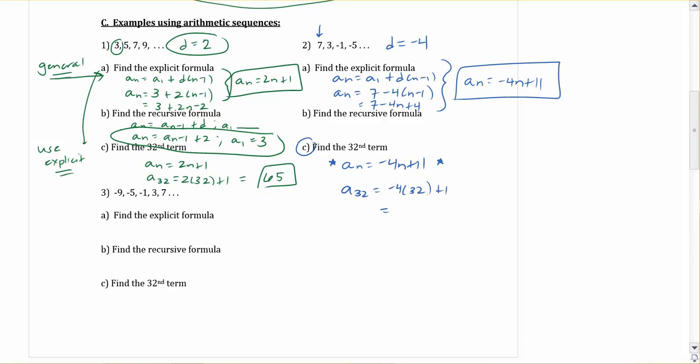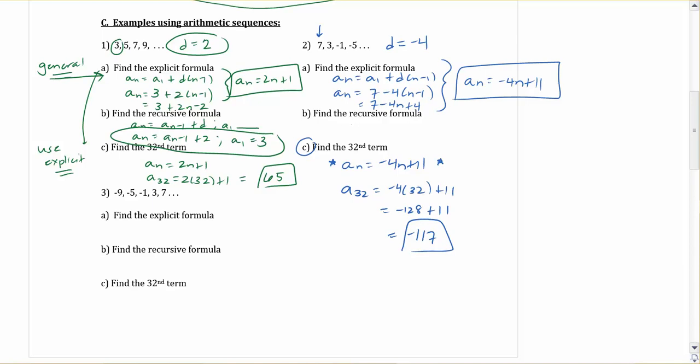If I solve part C, negative 4 times 32 is negative 128. If I add 11 to it, I'm going to get negative 117. So that means the 32nd term for the sequence in number 2, if I keep going out, would be negative 117. All right. Now don't forget part B.